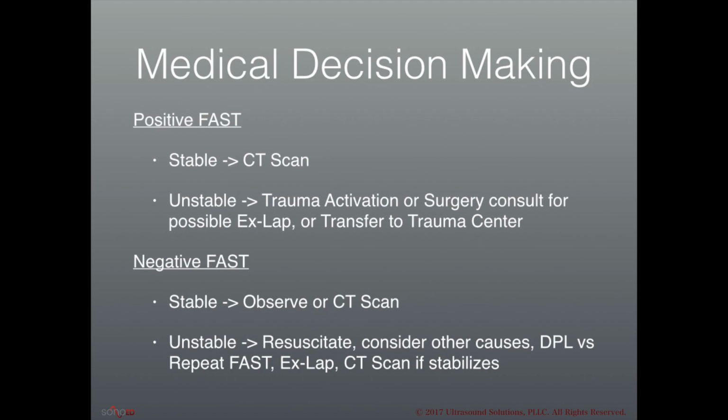If the FAST is negative, then you need to either observe the patient or proceed with the CT scan as clinically indicated. If they're unstable, then you will resuscitate the patient, consider other causes of their hypotension, and if you still believe it may be due to an intra-abdominal injury or hemorrhage, then you need to consider repeating the FAST exam versus a DPL or perhaps an exploratory laparotomy. If the patient stabilizes, then you may proceed to CT.